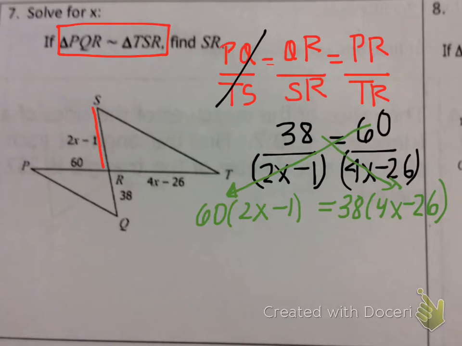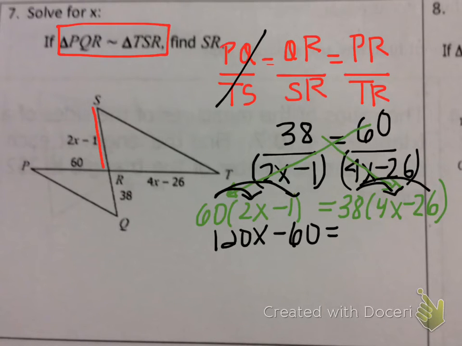So to solve this, it's a multi-step equation. We're going to have to distribute on both sides. On the left side, distribute 60 to both terms. 60 times 2x is 120x, and 60 times negative 1 is negative 60, equals. When I distribute 38 to both terms, 38 times 4x is 152x, and 38 times negative 26, I got negative 988 when I typed that in my calculator.